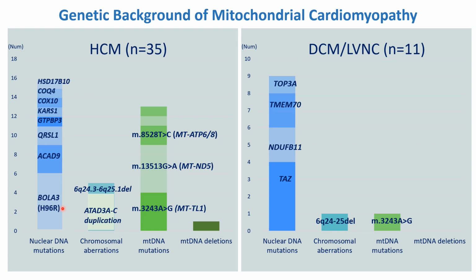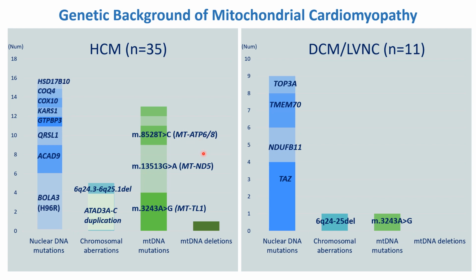This slide shows the genetic background of mitochondrial cardiomyopathy. For HCM, BORA3 is most frequent, followed by ACAD9, QRSL1, and GTP-BP3, and so on. In mitochondrial DNA mutation, the genetic defect in MT-ND5 was highest, followed by MT-TL1 and ATP6 and 8.